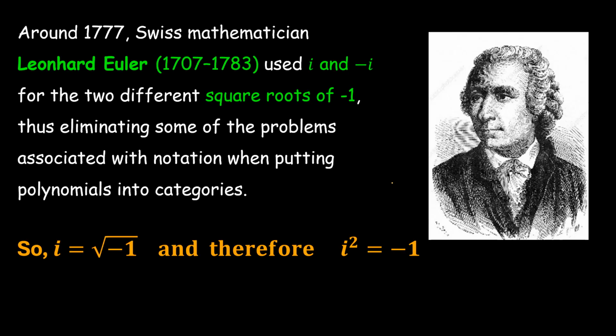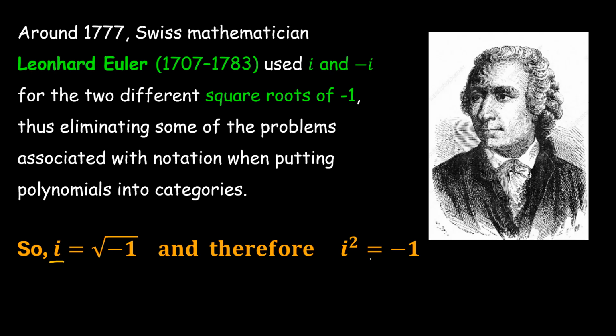So, great human being, Swiss mathematician Leonhard Euler, who lived in the 1700s, used the letter i and negative i for the two different square roots of negative 1. And this made us able to actually work with these numbers along with the real numbers we're used to working with. So he said, let's let i, this letter, equal the square root of negative 1.